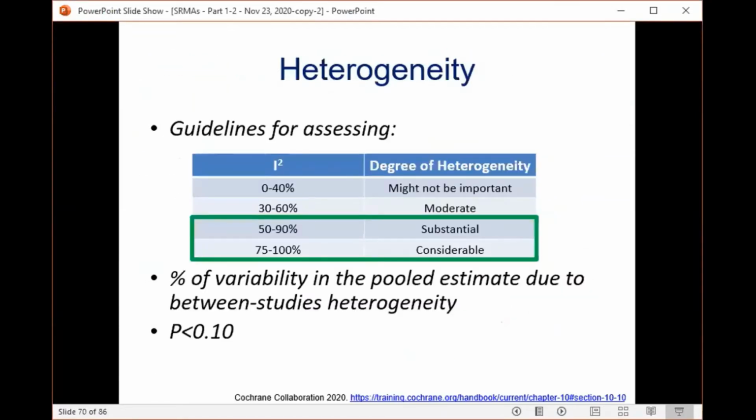These are the general guidelines for assessing heterogeneity. So anything below an I-squared of 30 to 40% may not be important, but anything greater than 50% is considered substantial.